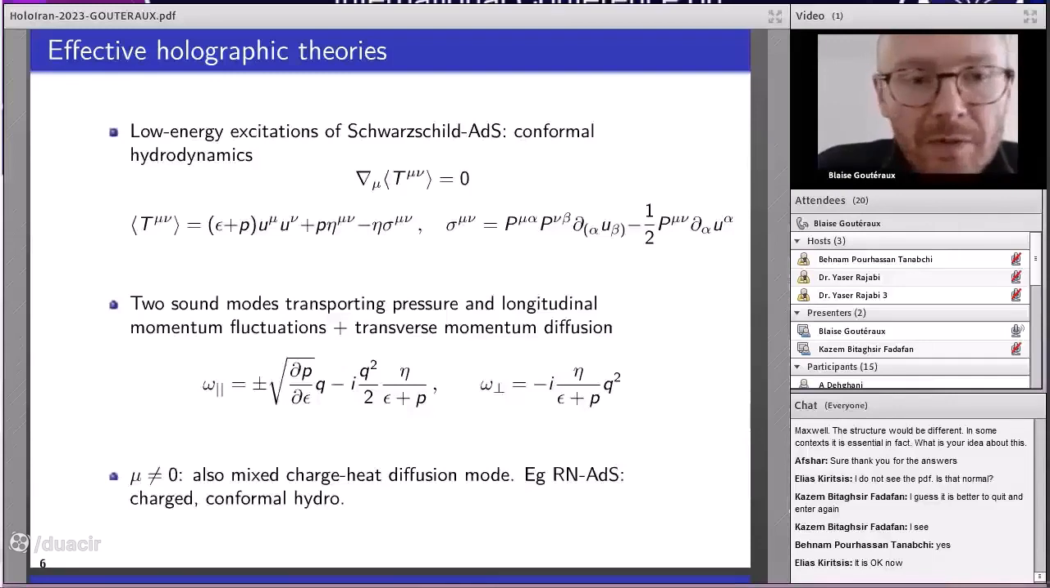We can do the same exercise at non-zero density, turning on a chemical potential. And to this spectrum, we should add a mixed charge heat diffusion mode. That's exactly what we find in the Reissner-Nordström asymptotically AdS black brane, for instance.